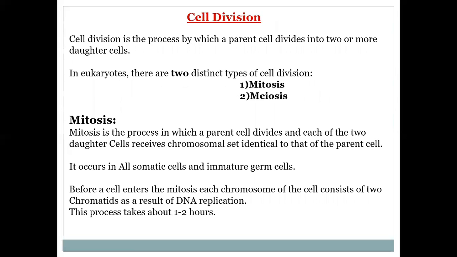Now cell division, I describe it within a short time. There are two types of cell division present in our body, mitosis and meiosis, as you already know. All somatic cells of the body and immature germ cells can undergo mitosis cell division, and only mature germ cells perform meiosis cell division, and the process of mitosis takes only 1 to 2 hours.